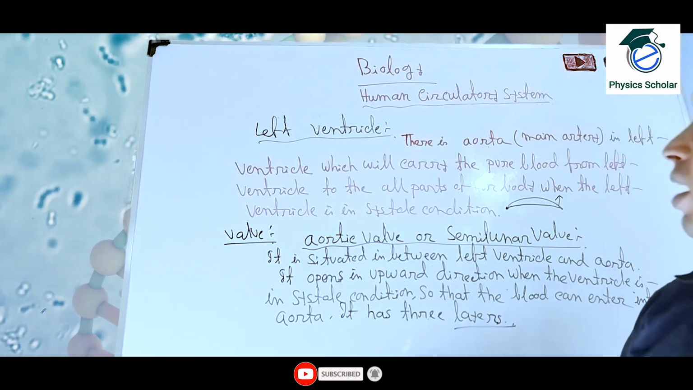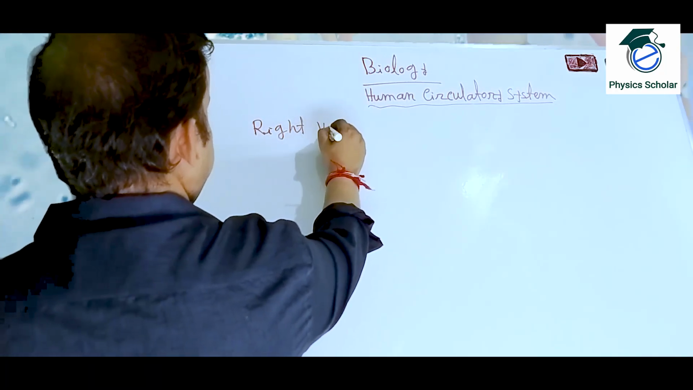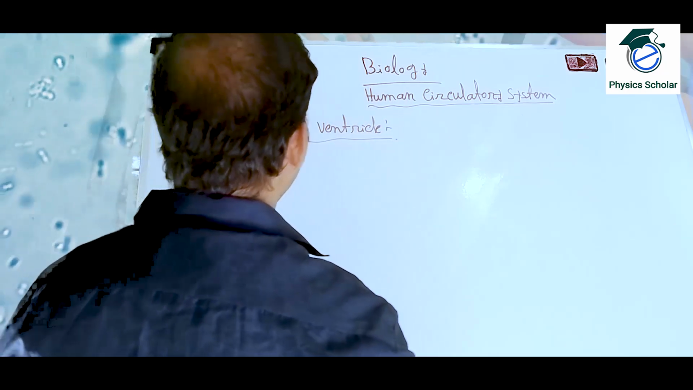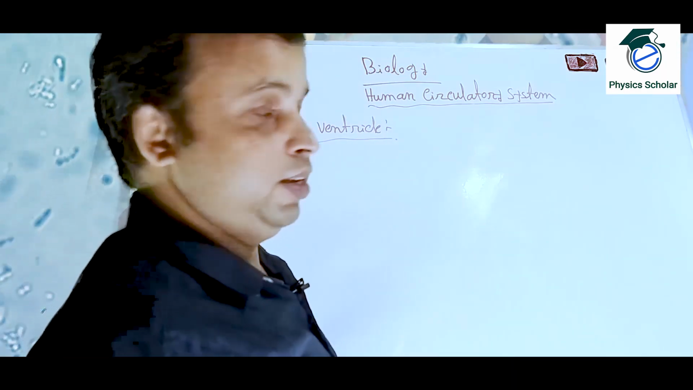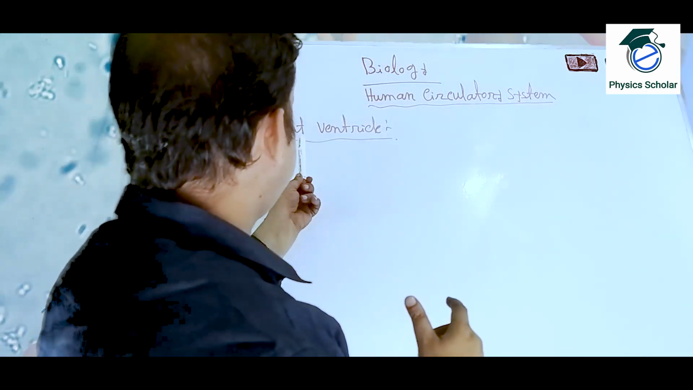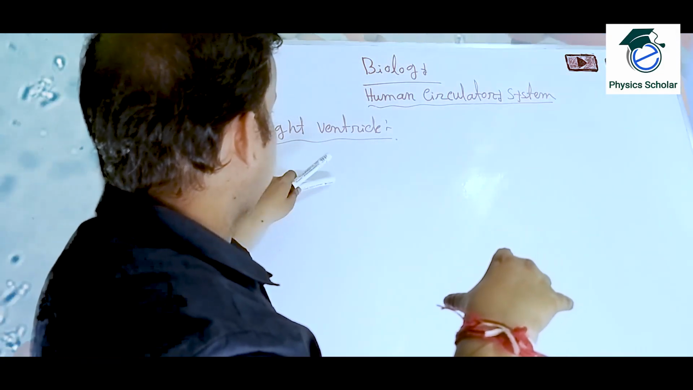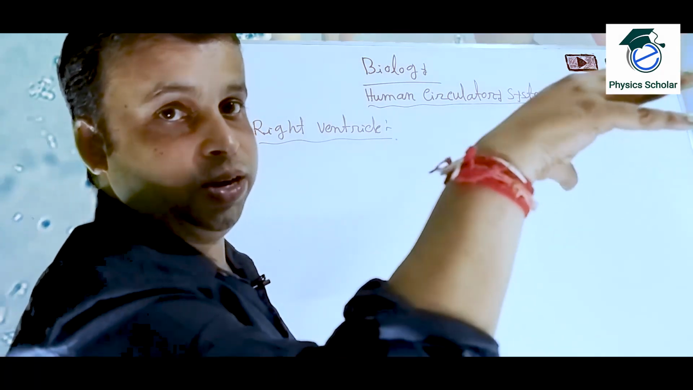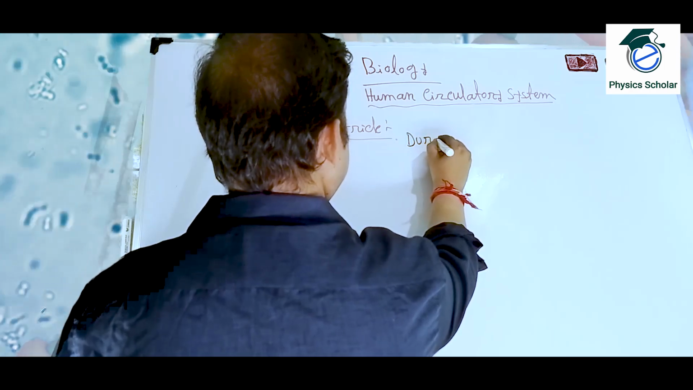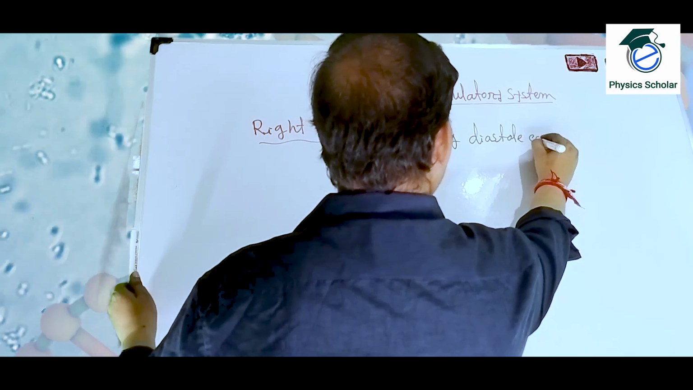Now let us move to the right ventricle. What I told is that the right side deals with the impure blood. So when the atrium is in systole, then what will happen? The tricuspid valve will open downward and the impure blood will enter from the right atrium to the right ventricle. Now it will collect during diastole condition.